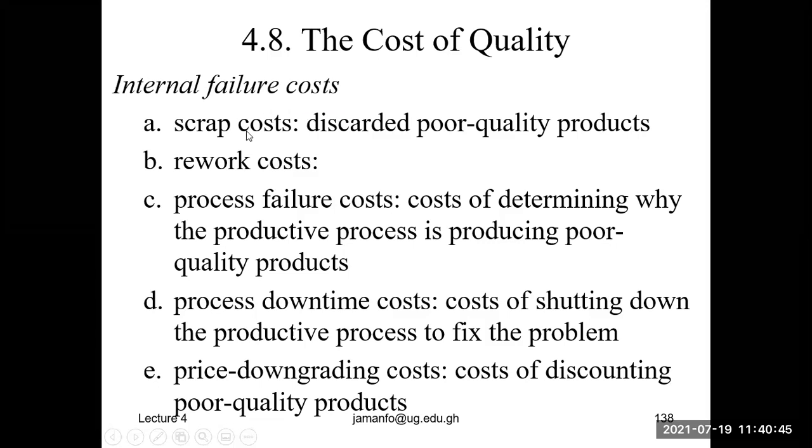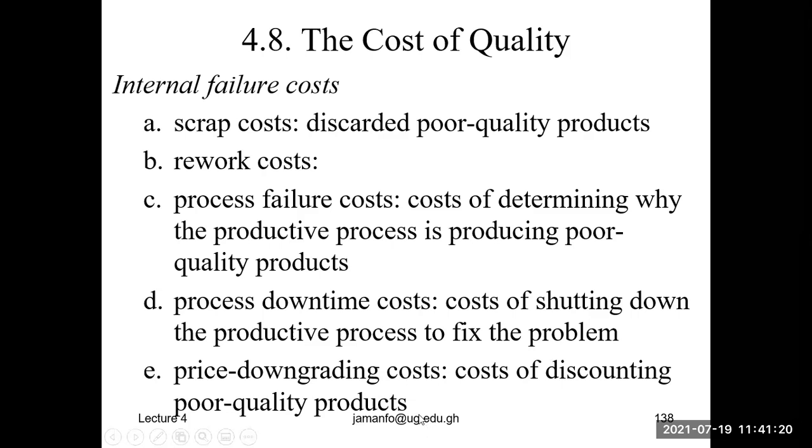So internal failure cost, we can scrap the product and maybe rework it if it's reworkable. We discard poor quality products, we incur rework costs, process failure costs, the cost of determining why the productive process is producing poor quality products. We may bring in consultants to come and check this for us, correct the problem for us. The consultants are not our brothers, we need to pay them. And then process downtime. Errors are occurring. Why is it occurring? We need to stop the machines. We need to stop people from working. We need to investigate. It's all part of the cost.